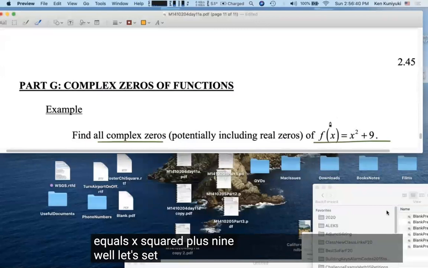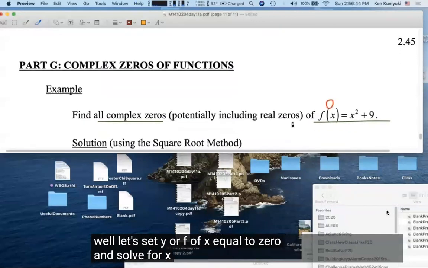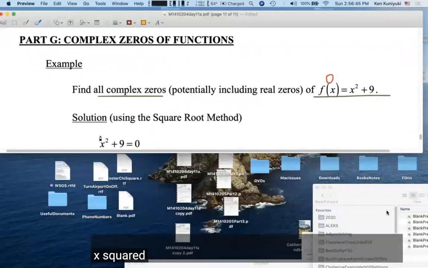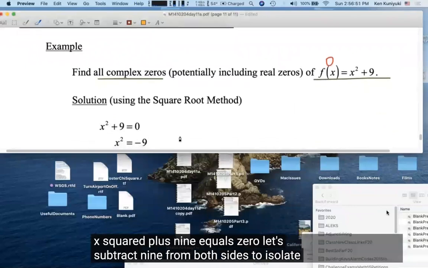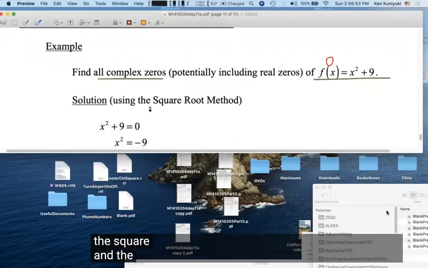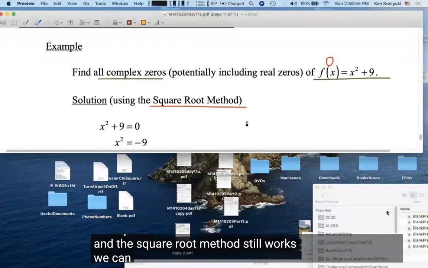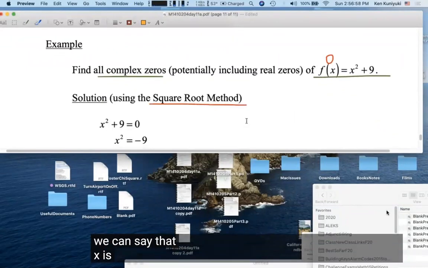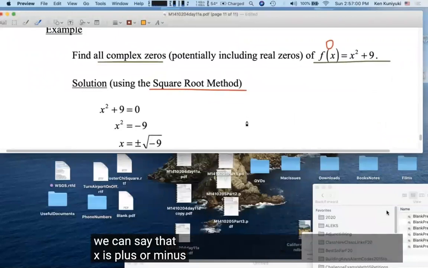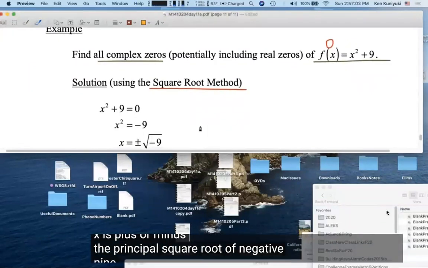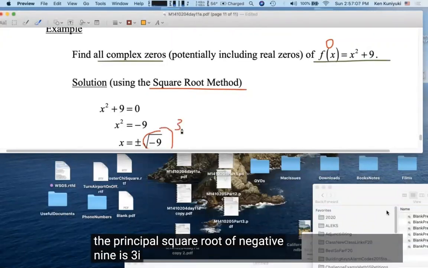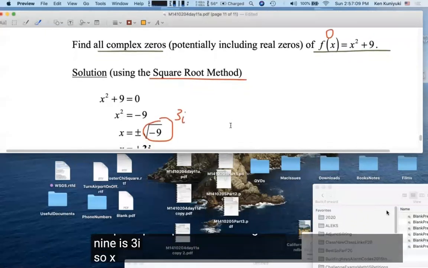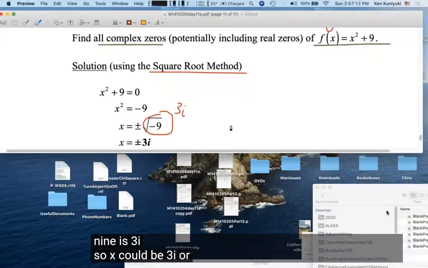Well, let's set y, or f of x, equal to 0, and solve for x. x squared plus 9 equals 0. Let's subtract 9 from both sides to isolate the square. And the square root method still works. We can say that x is plus or minus the principal square root of negative 9. The principal square root of negative 9 is 3i. So x could be 3i or negative 3i.